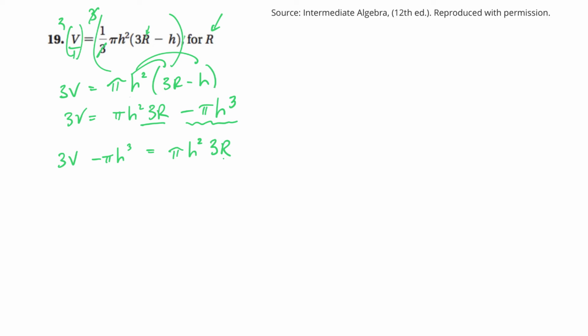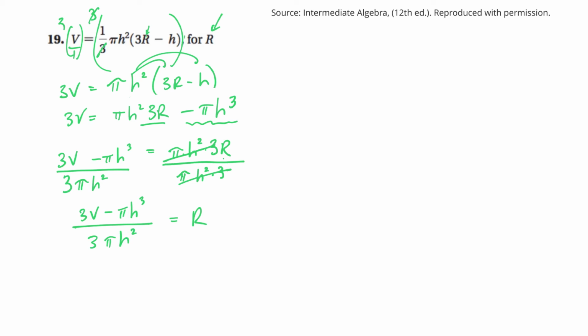Okay, I'm wanting to solve for r here, and since all of this is being multiplied, I'm going to divide by everything except for the r. So it'll be divided by pi h squared times 3, and then divide this side by pi h squared times 3. I probably should have put the 3 out front. So here these cancel, and then I have r is equal to 3v minus pi h cubed all over 3 pi h squared.